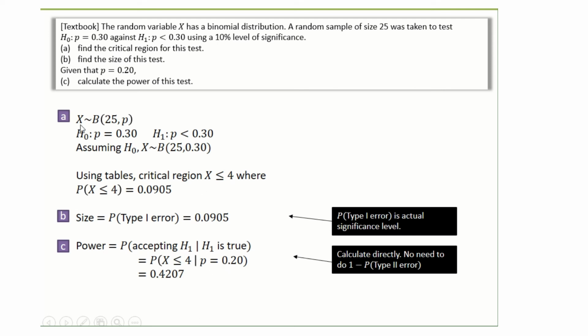So it's just doing exactly the same as we did up here, using the binomial distribution, where we've got p is 0.2 and we want X less than or equal to 4. And then we get this probability here of 42%. And that's all we need to do for this example.